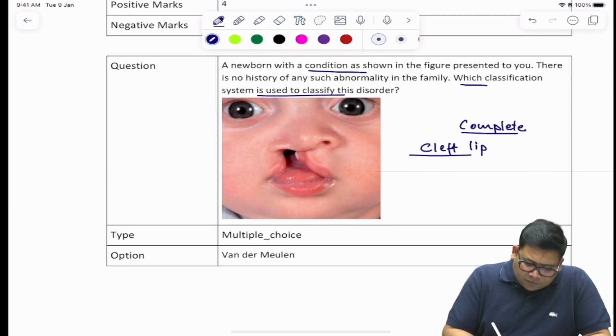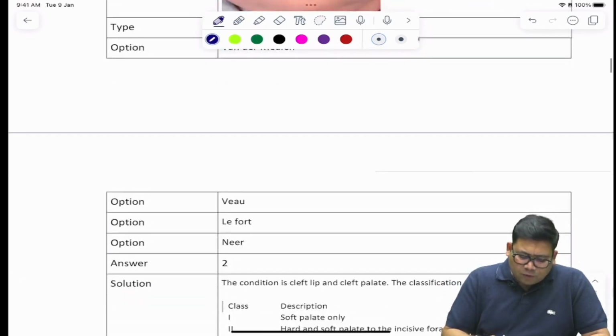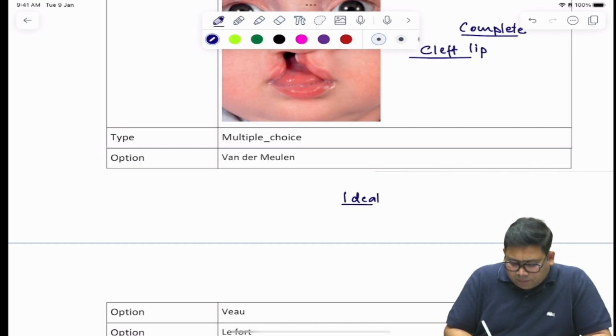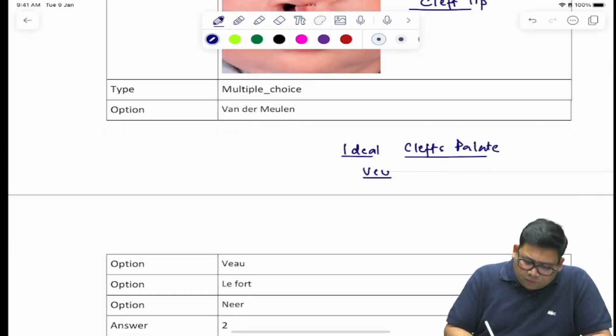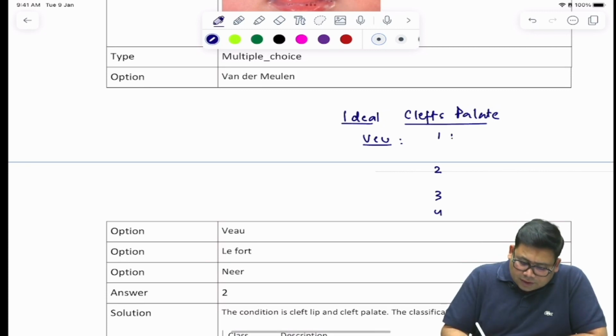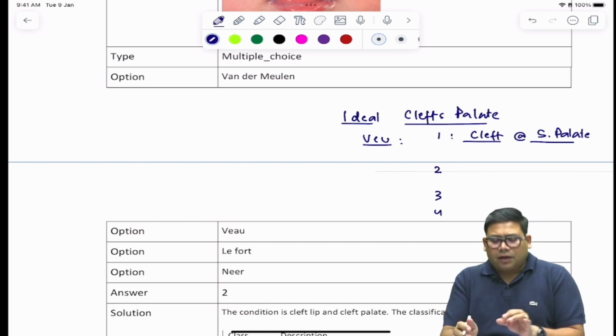Which of the following classifications is used? Van der Woude, Veau, Le Fort, and Near. Remember, the classification for cleft lip and palate is the Veau classification. When we talk about Veau, we have 4 standard grades. Basically there are 3; let us see the 4th one also. Veau 1 is a cleft of the secondary palate. This is very important. A cleft of the soft palate, basically the soft palate, is a part of the secondary palate.